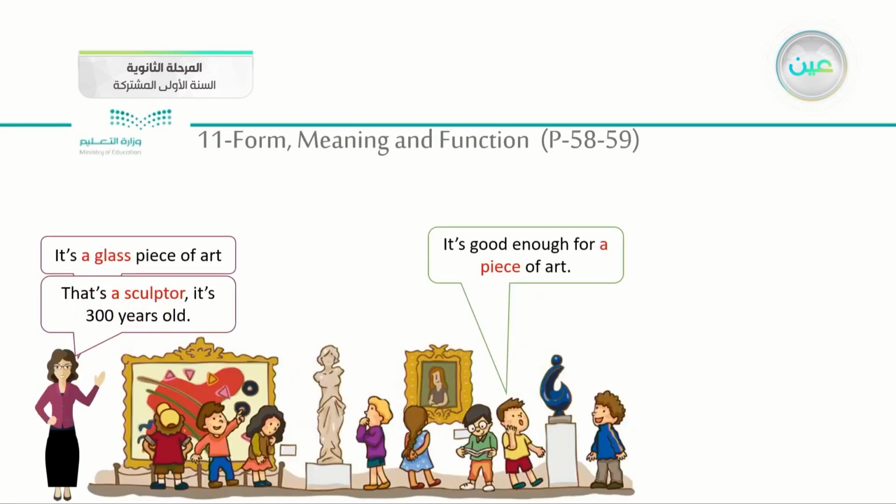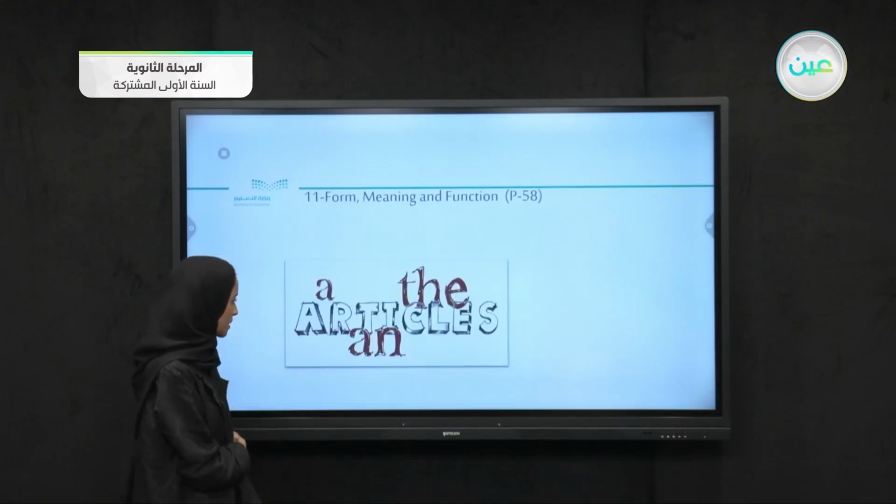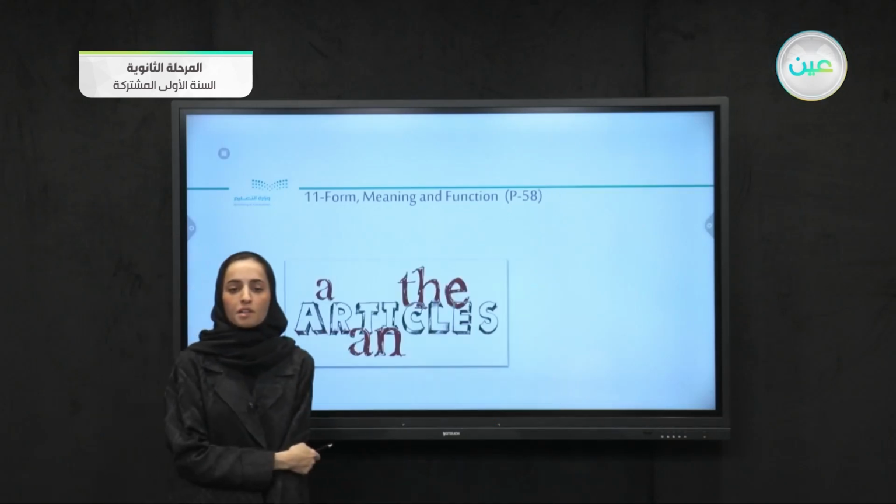Back to our friends here at the Museum of Art. Here, the tour guide is telling you that is a sculpture. It is 300 years old. Then he's saying it is good enough for a piece of art, and she said it's a glass piece of art. She's trying to use a glass, a sculpture, and also a piece of art, an artistic piece as well, we can say. So here we're speaking about the articles.